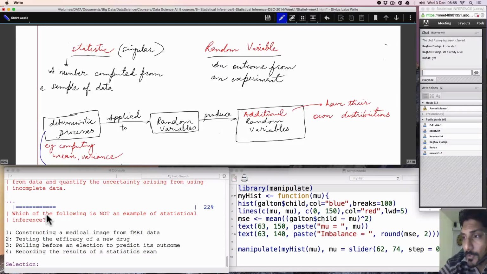All right. So you can read the first example, which is: which of the following is not an example of statistical inference? Read through the four options. In my case this is constructing a medical image; in your case, it might be ordered in a slightly different manner, but look at the four options that are there. Constructing a medical image, testing the efficacy of a new drug, polling before an election to predict its outcome, recording the results of a statistics exam. So, which according to you is not an example of statistical inference?